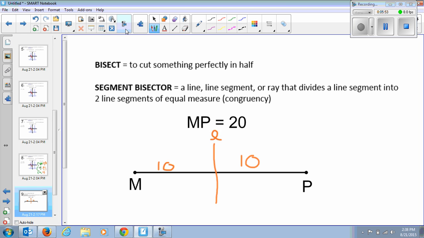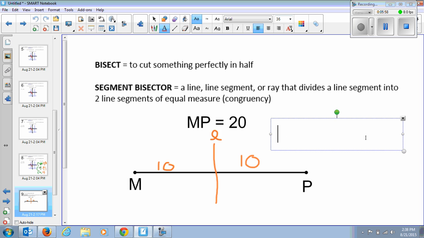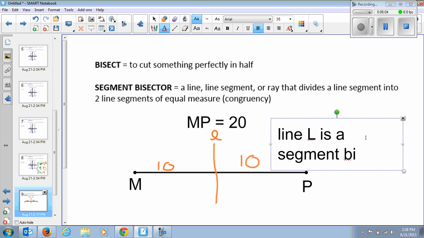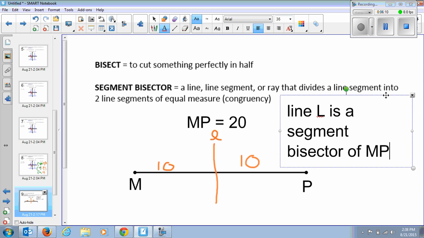I can now determine that line L is a segment bisector of MP. Very basic. You just need to know the definition. We'll later on incorporate some algebra with that.